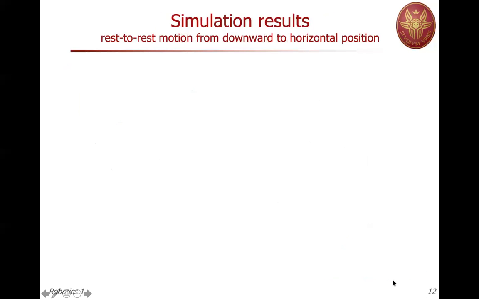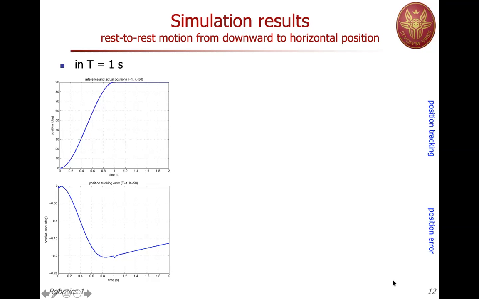Okay, so now let's see the results, and then we stop this part, and I will answer the questions that are online. We would like to make this motion a rest-to-rest motion, so the pendulum is standing still downward, and we would like to bring it to 90 degrees in the horizontal position, in a certain amount of time, using a cubic profile for motion and some gains. So this is what we will do in this position tracking and the position error.